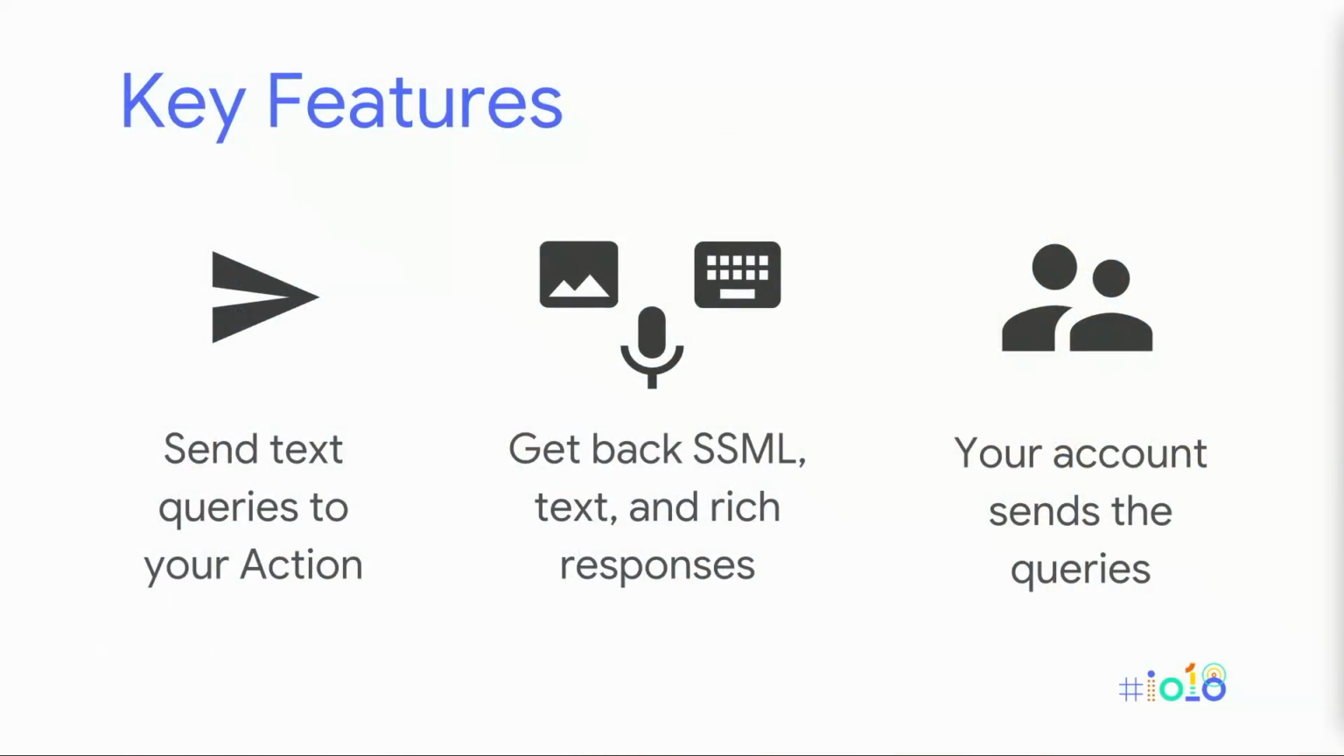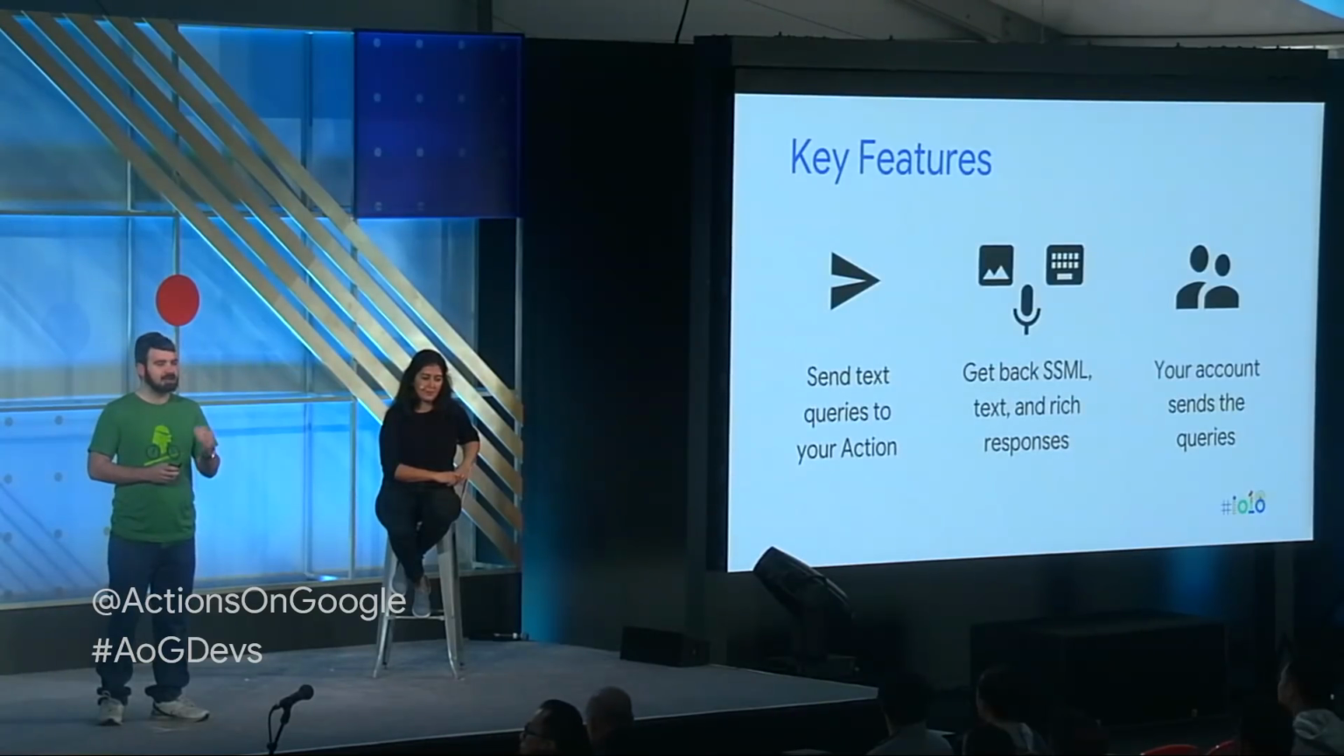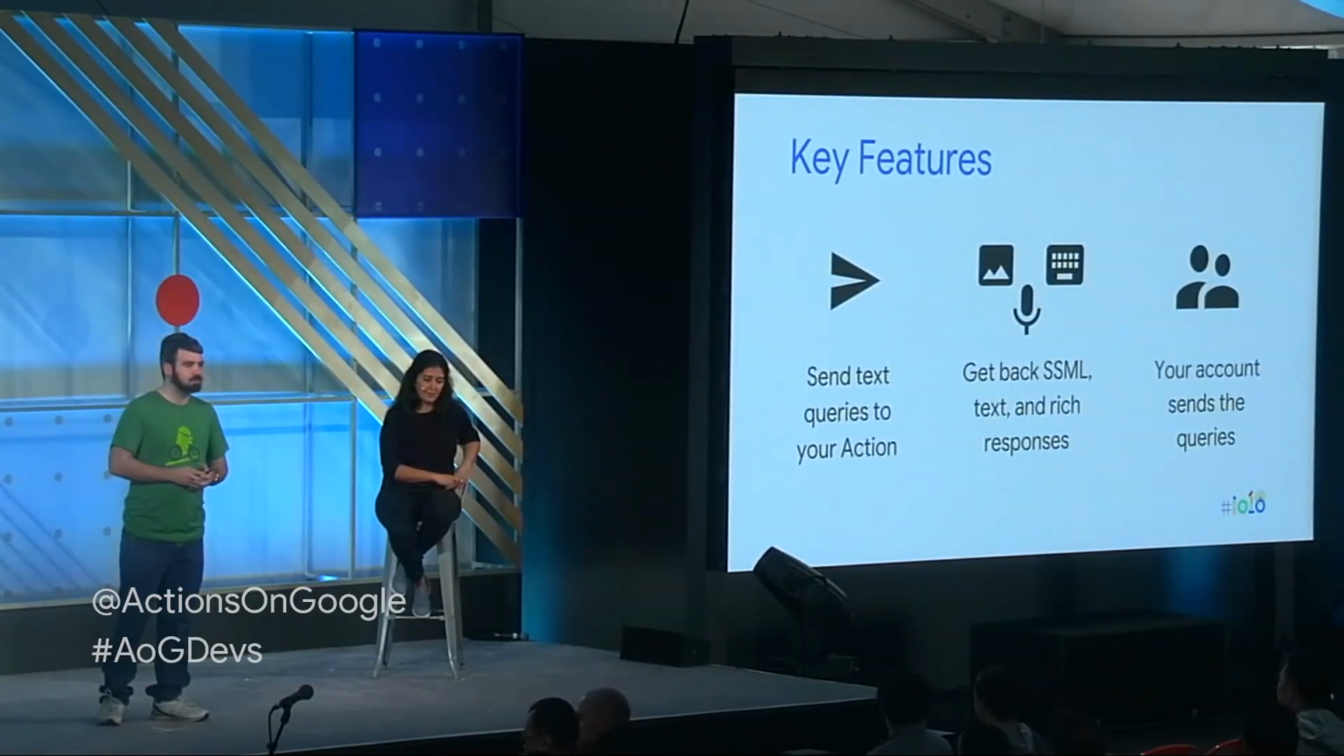First, you can send text queries to your action. And this can be unstructured queries, exactly what the user would say. And this is important because users can say anything to your conversation, and you want to make sure that you can handle that. You're going to get back SSML, text, rich responses, and everything else that you would expect. And it uses your account to send the queries. So things like user storage and the last time you visited the action will be exactly what it would be for yourself. How is this going to work for you as a developer?